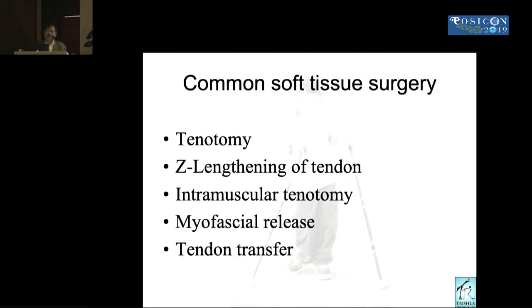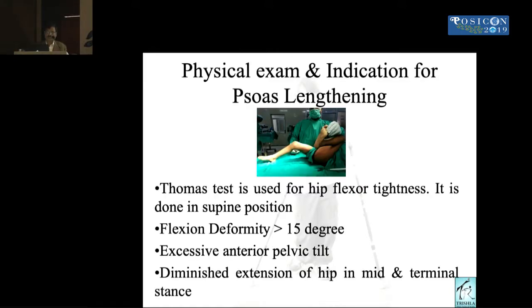The common soft tissue surgeries in cerebral palsy are tenotomy, that is complete cutting of the tendon, which is not done these days; gentle lengthening of the tendon, required when the muscle is very shortened; intramuscular tenotomies, a very useful procedure in cerebral palsy; myofascial release, especially in gastrocnemius surgeries; and tendon transfer in some places where the opposite muscle is very weak. The first muscle we are going to do is psoas lengthening.